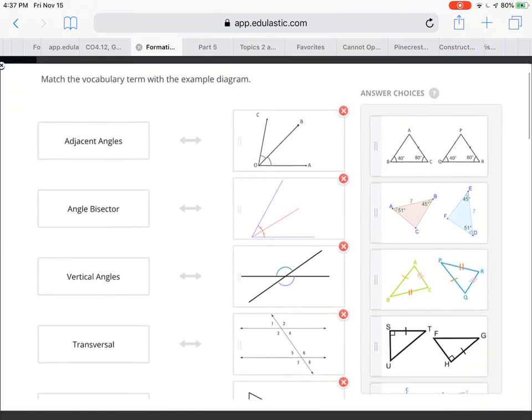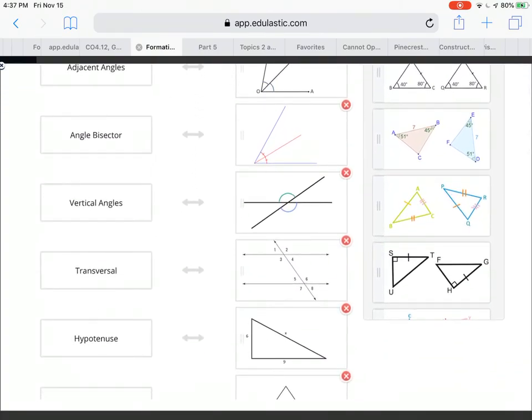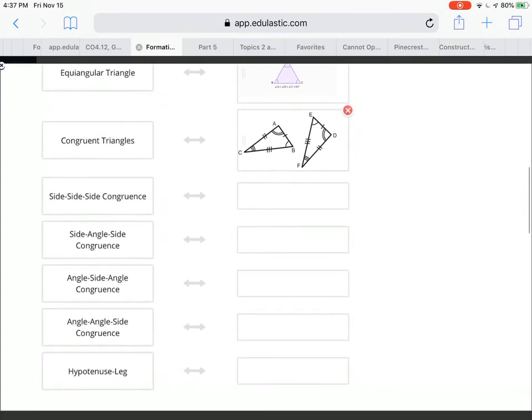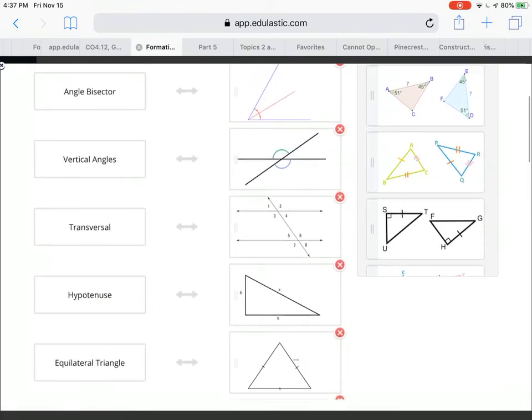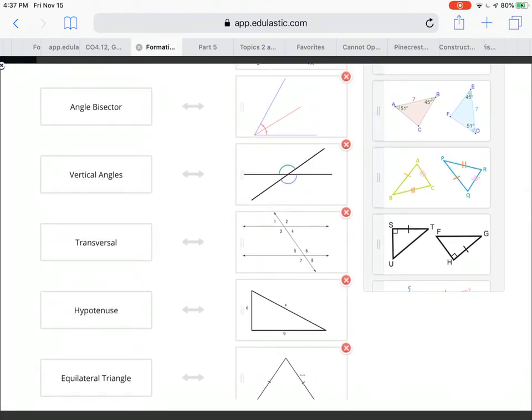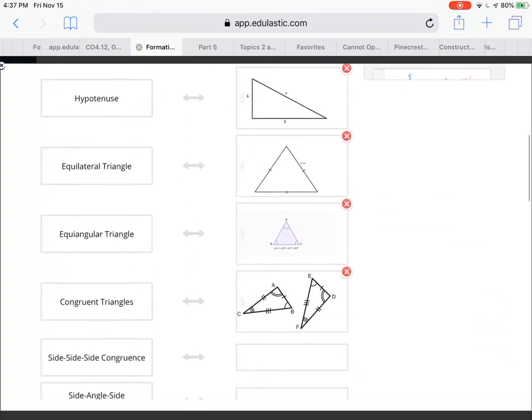Okay. So I think for the rest of these, I'm just going to have to point them out to you. So side, side, side congruence is this colorful one with the triangles ABC and triangles PQR, the one that I'm currently trying to move around right now. That's side, side, side congruence.